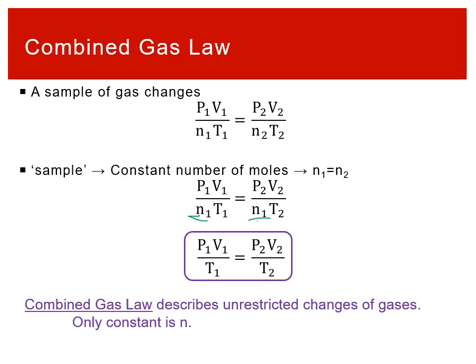This is called the combined gas law. And the combined gas law describes unrestricted changes of gases, right? The only thing that is held constant is the number of moles. So you have some gas and it changes in a way. Its pressure can change, its volume can change, and its temperature can change. That's a more realistic or applicable relationship when we're dealing with any sort of sample of gas, right? We can't always hold the temperature exactly constant. We can't always keep the pressure exactly constant. How are those things dynamic? How are those things changing? And how can we predict what that's going to cause all those variables to change?